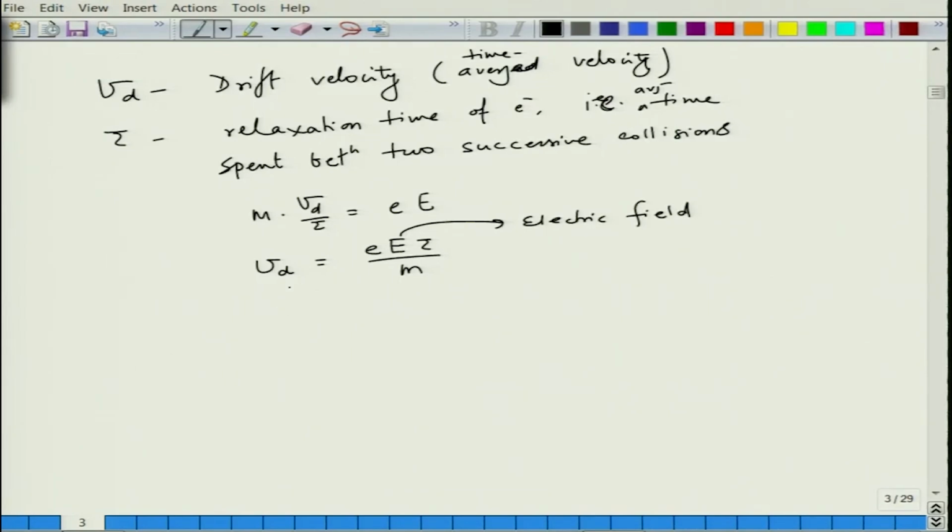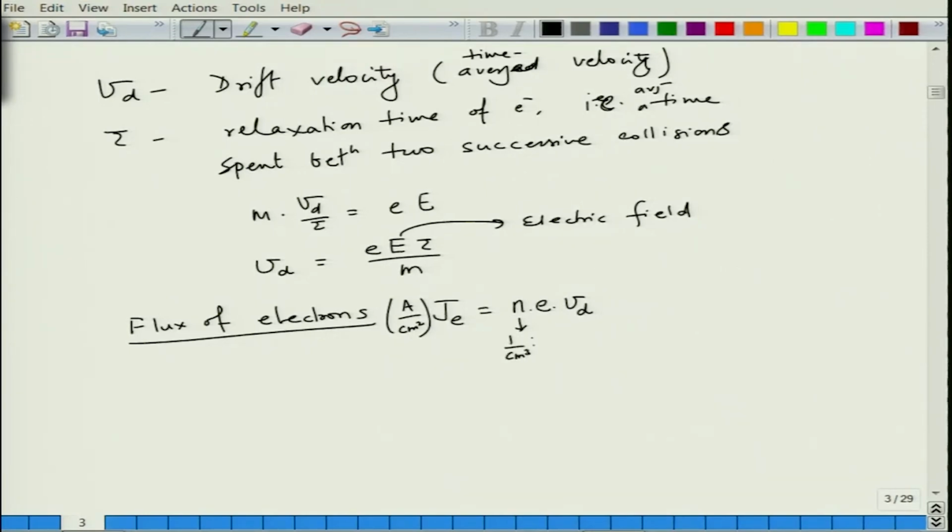Okay, and from this we calculated what is the flux of electrons. Flux of electrons is nothing but, so J, let us say, is the flux of electrons, which is essentially nothing but the number of electrons of charge E moving at a velocity Vd. So if you look at this quantity, this is basically in amps per centimeter square. Now let us see, this N is per centimeter cube, so this is 1 over centimeter cube, E is coulomb, Vd is, let us say, meter cube per second, and this is ampere per meter square.